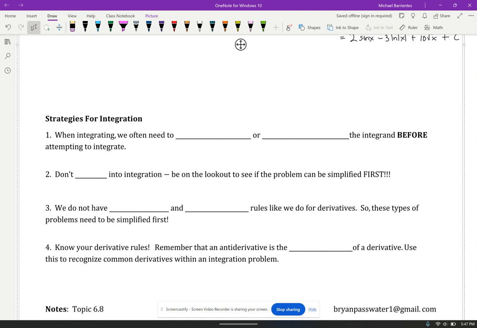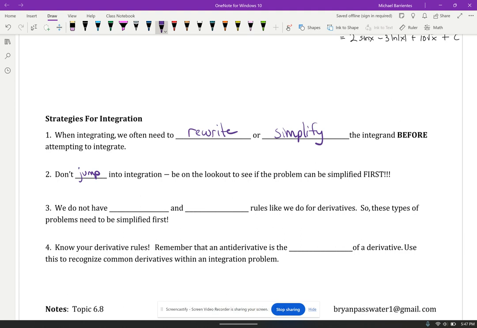Whenever you're integrating, remember we often need to rewrite or simplify the integrand before attempting to integrate. So, don't just jump into integration, right? Don't jump into the integration. You got to see, can we simplify the problem? Can we rewrite the problem in order to make it look nicer, in order to take an easier antiderivative?